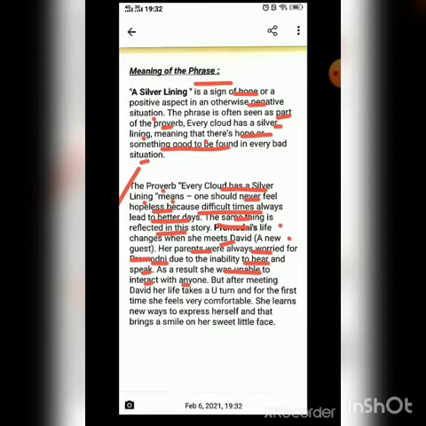She is deaf and dumb, that's why she is unable to interact or socialize with anyone. But after meeting David, a person who comes from abroad and who is also deaf and dumb, physically disabled, he opens a school for special children where he teaches sign language. That's what has been told in the story. After meeting David her life takes a U-turn, and for the first time she feels very comfortable. She learns new ways to express herself and that brings a smile on her sweet little face.